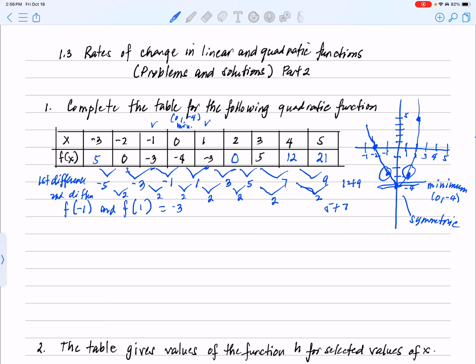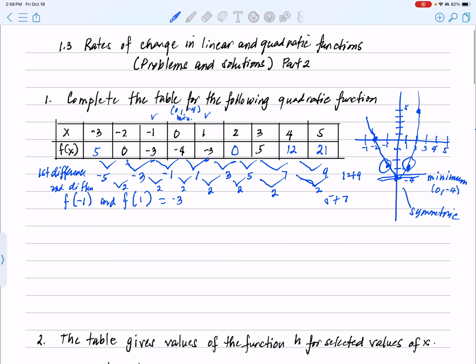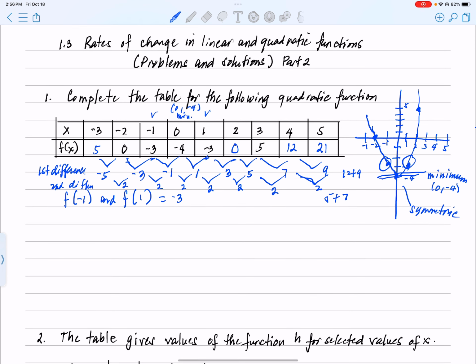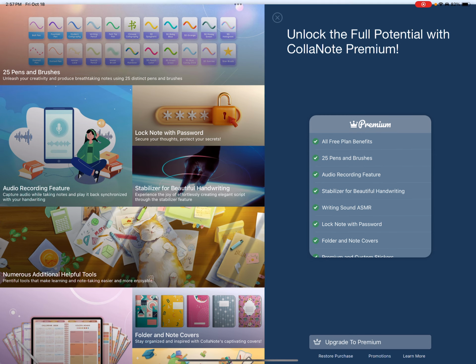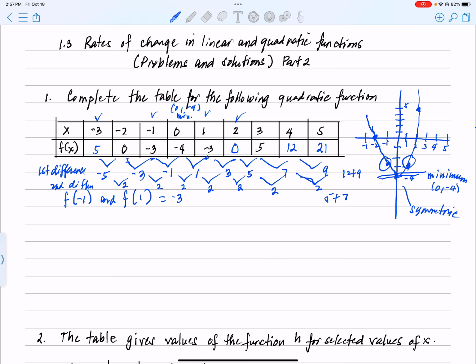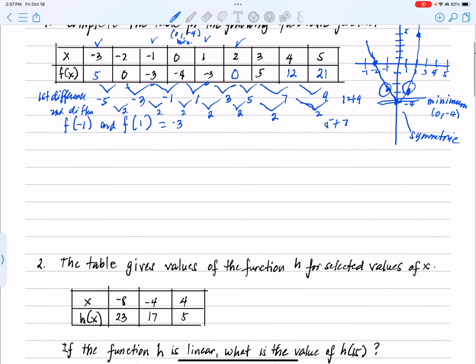Okay, so by being symmetric, we were able to find the x value, the input value of when x is -3 and when x is +2, because we could see a symmetry here. By looking at the minimum value of 0 to -4, we could know the left side and the right side of that minimum value. I think that helps in getting the missing value. Let's do number 2.